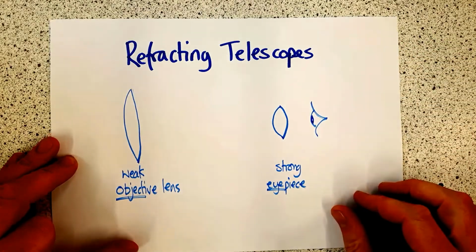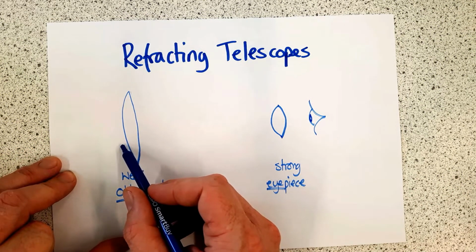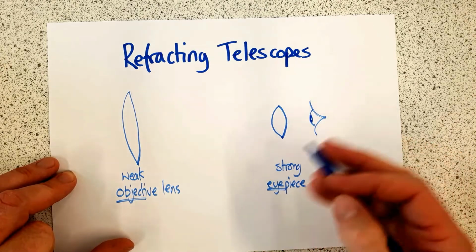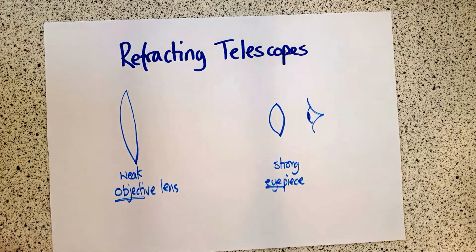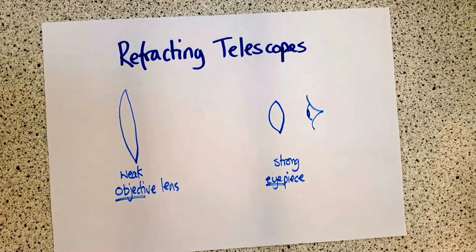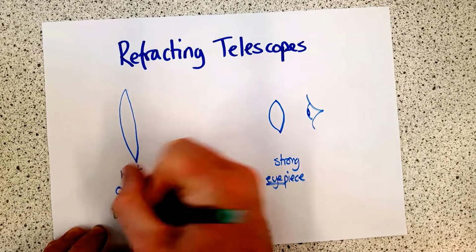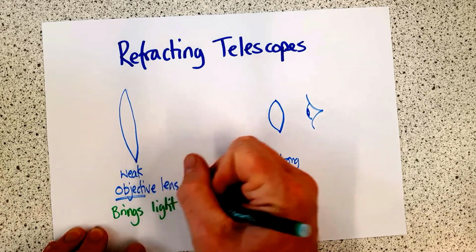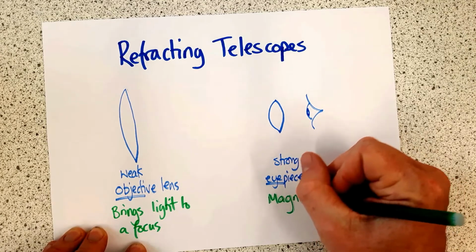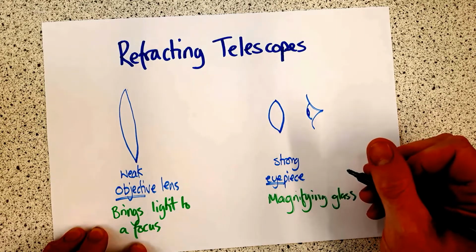Now the role of the weak lens is to bring light to a focus, and the role of the strong eyepiece lens is simply to magnify that image. So the eyepiece lens acts as a magnifying glass, and the weak objective lens at the front acts to bring the rays together. So this one brings the light to a focus, and this one acts as a magnifying glass, in order to make the image much bigger.